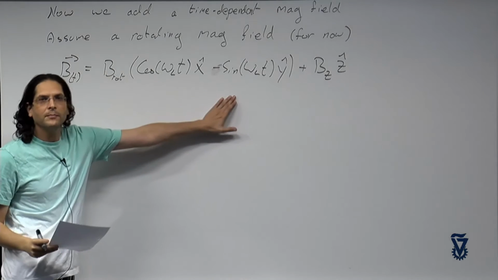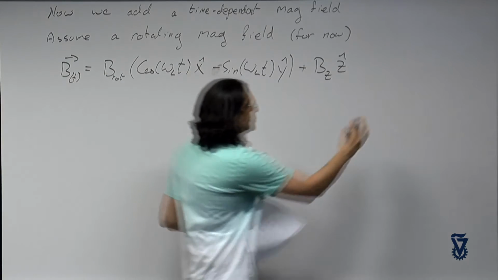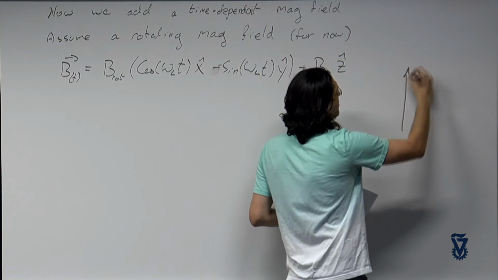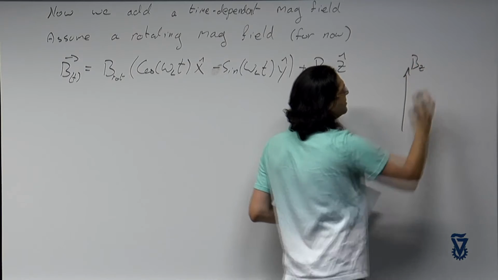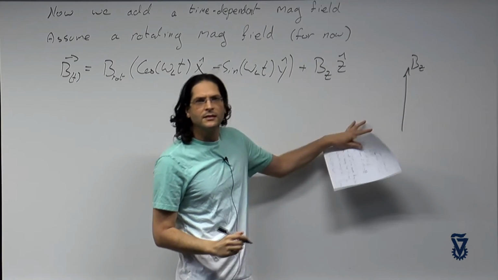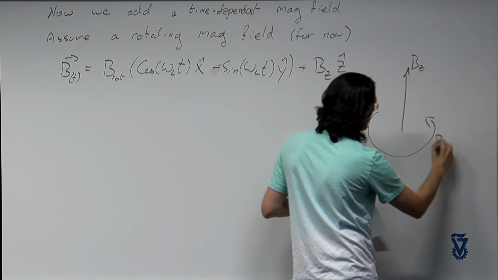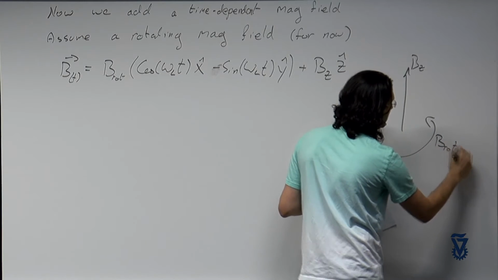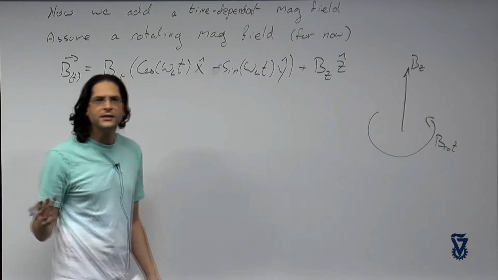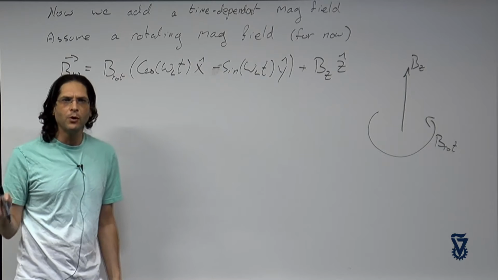Okay, so this is our magnetic field. We have a component in the z direction. This is going to be B_z. This is in the lab frame. And a rotating field with an amplitude B_rot. So this is the field that's being applied to our magnetic moment.